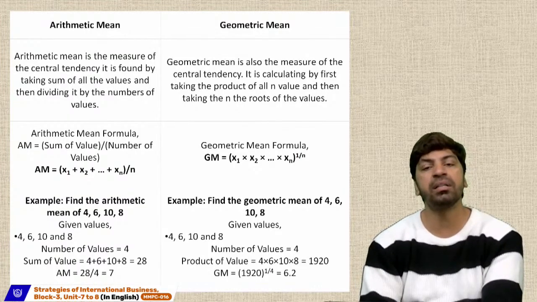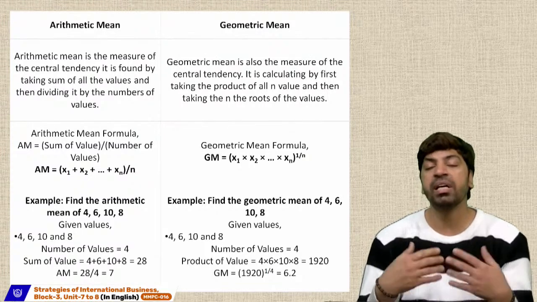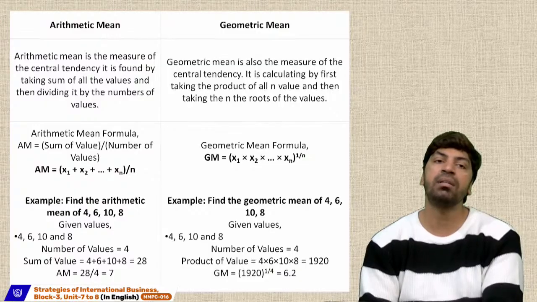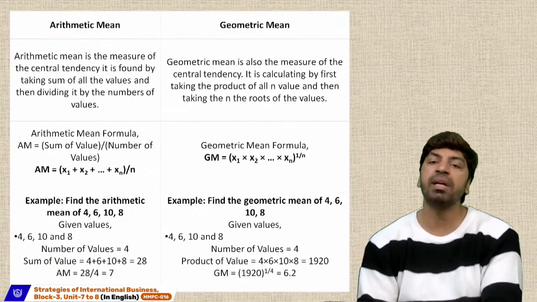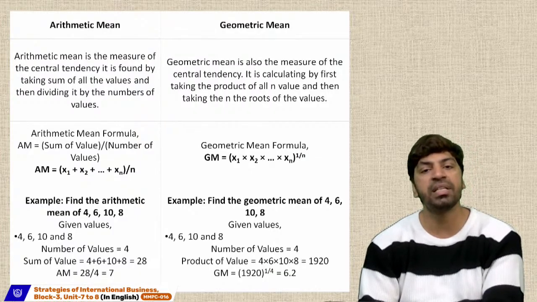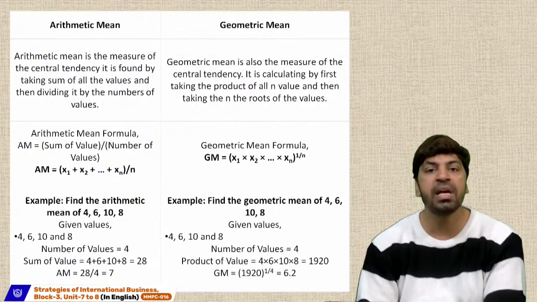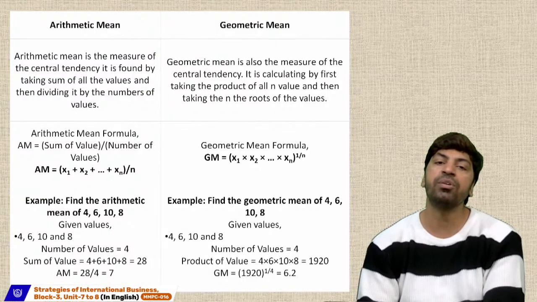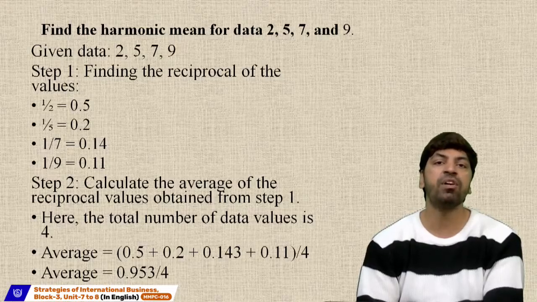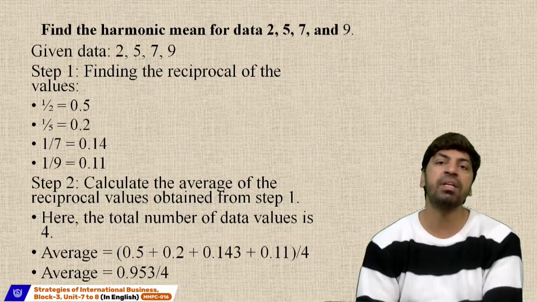7 would be the arithmetic mean, which is just another name for it. Find the geometric mean of 4, 6, 10 and 8. Once we multiply all the 4 values and take the root, that could be 6 point something. Harmonic mean for data 2, 5, 7 and 9.